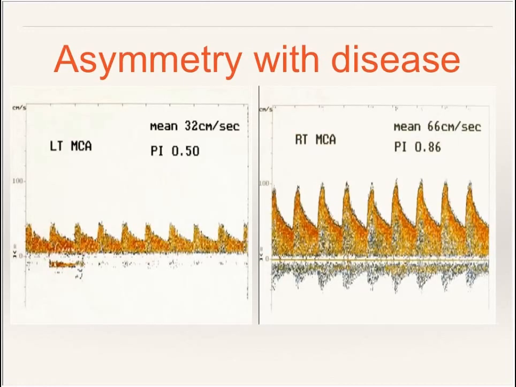You can see here in this very old slide that we have definite asymmetry from the left to the right, and that would tell me I needed to go back and look harder to make sure I didn't have a stenosis or an occlusion that I might have missed.